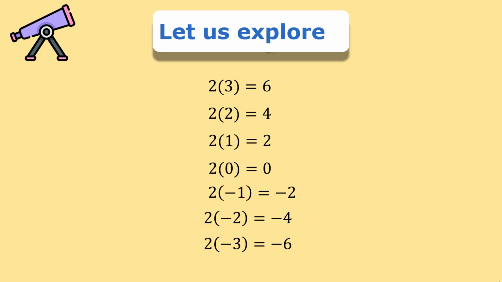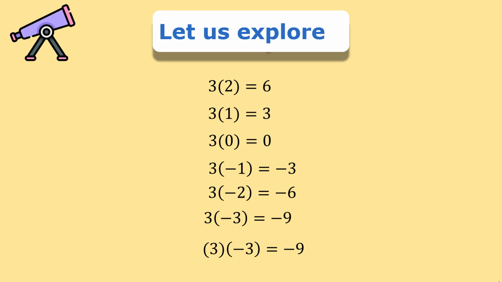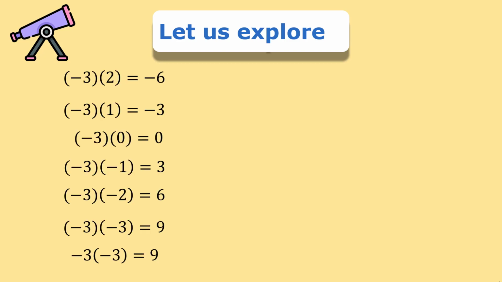So if there are no brackets around the 2, we tend to say two groups of 3 is 6, and two groups of 2 is 4. So a positive number multiplied by a positive number is positive, and a positive number multiplied by a negative number is negative. Here are the different ways of writing it down. We can have brackets around both numbers, or just brackets around the one number. Also just follow the pattern and note that -3 times -3 is positive 9.